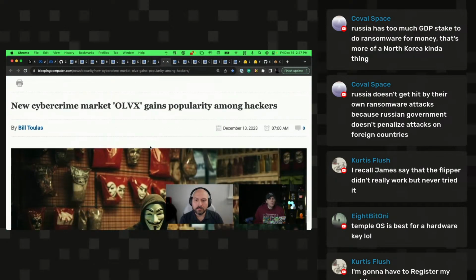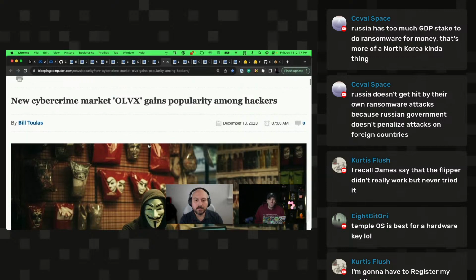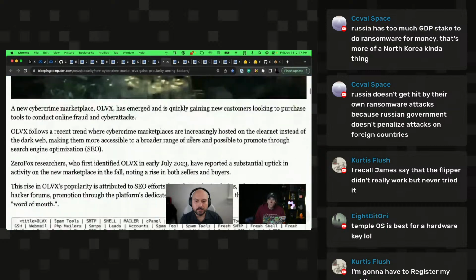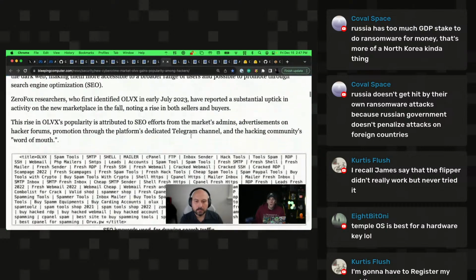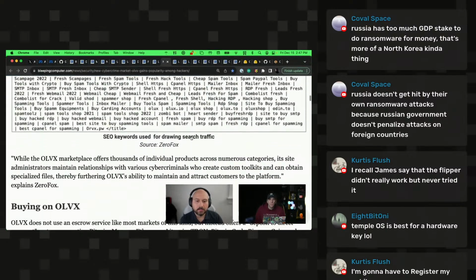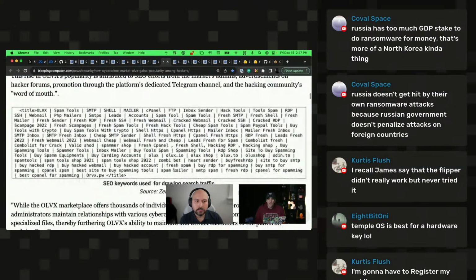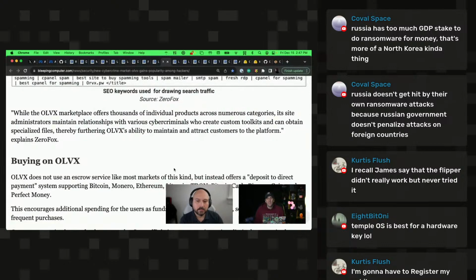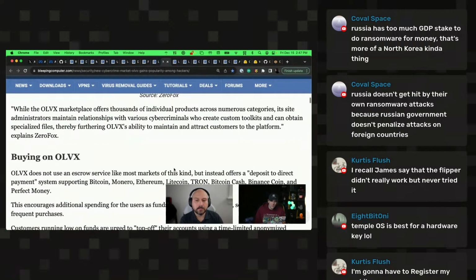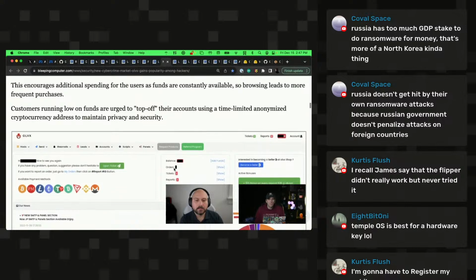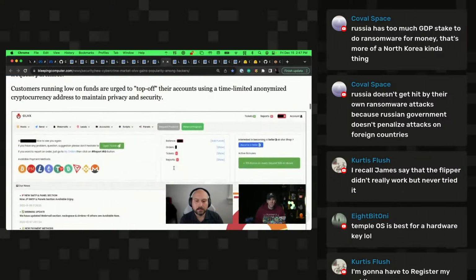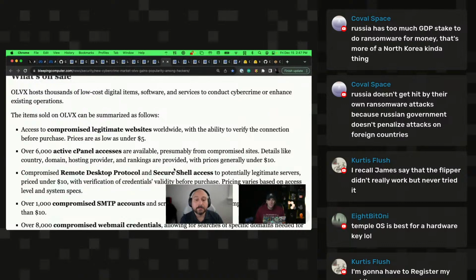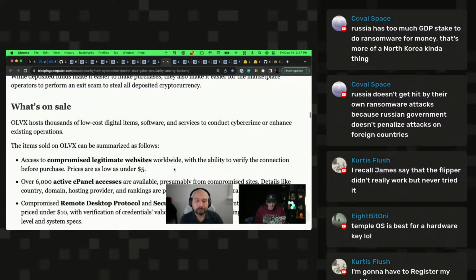So this is a brief overview of a new cybercrime market, OLVX. I am not going to try to pronounce that. But anyway, it's something that has been gaining word of mouth and popularity because of a number of different initiatives to introduce people to all the things it has to offer. So this is access to compromised websites, the ability to prove that the website is compromised and there's access before purchasing. There's a lot of cyber criminal friendly things that are different about this particular marketplace. But one thing that is notable on this marketplace is it is particularly vulnerable to an exit scam.